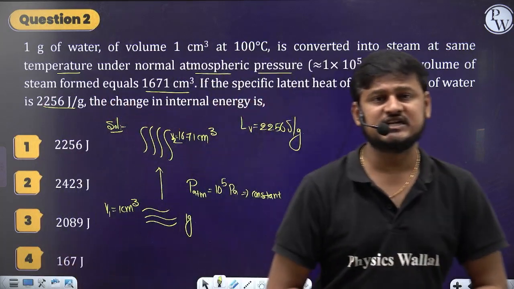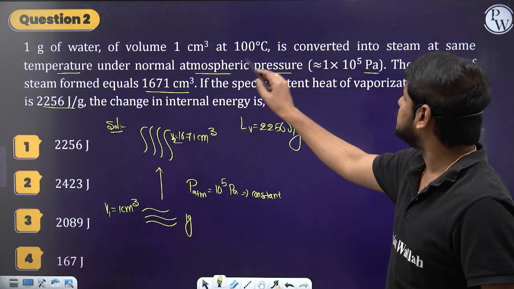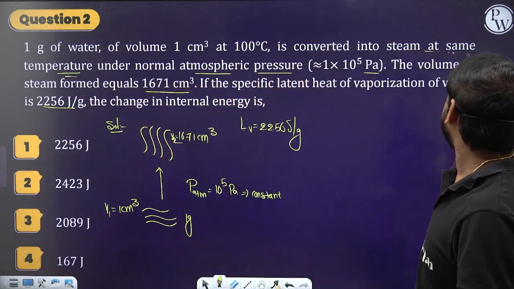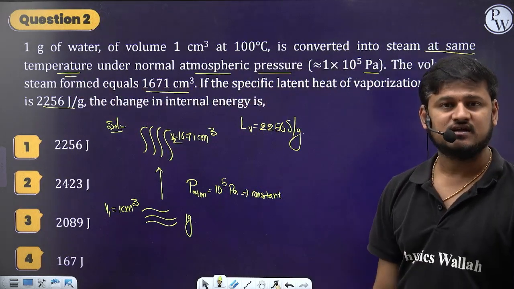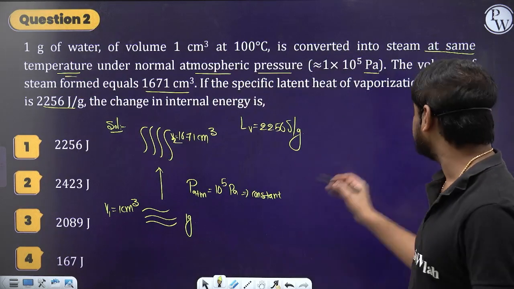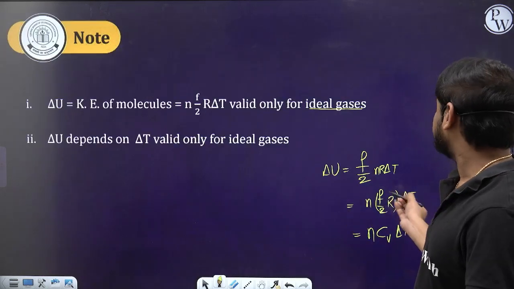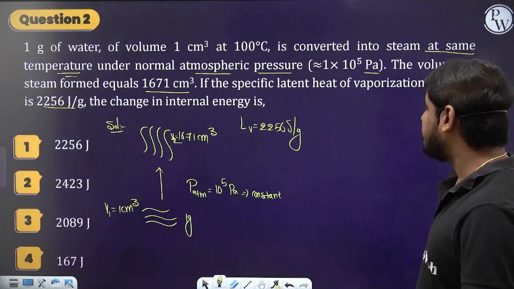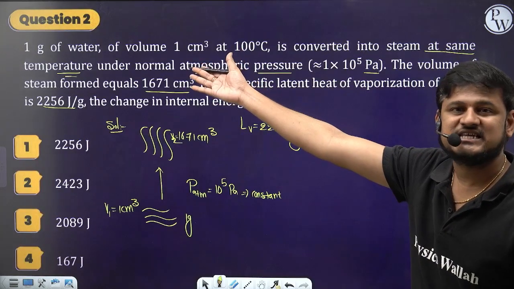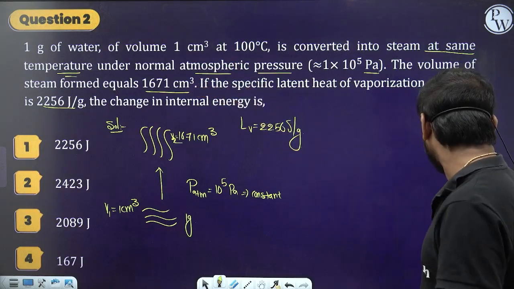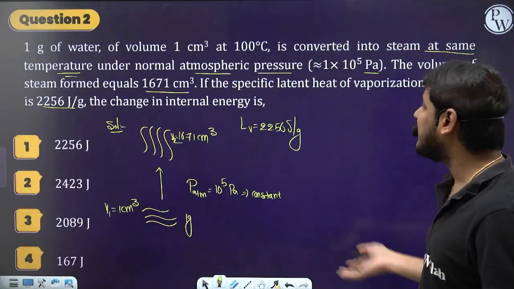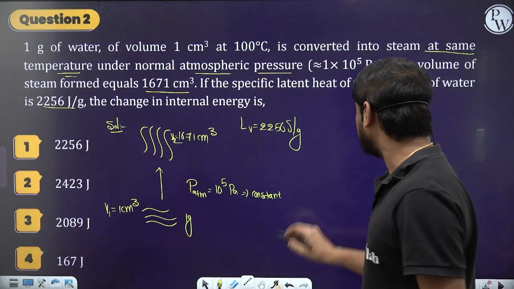So can we consider the internal energy 0? If there is no temperature change, at the same temperature, can we consider internal energy is 0? Delta U is equal to, you know, this formula. So if delta T is 0, delta U will be 0. But the thing is, it's not an ideal gas given. That formula is only valid for ideal gases, right? So here it is not an ideal gas. So what do we have to do then?